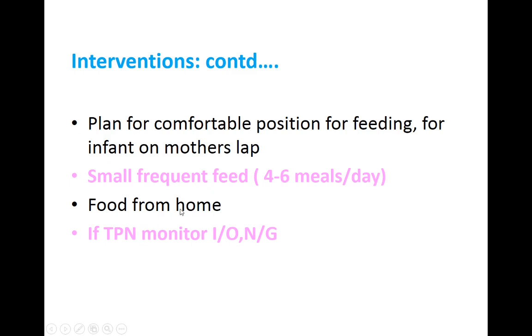Food from home. When the child is hospitalized, it is preferable if you can ask them, because specifically the toddlers like the sameness. They have a fixation. They want the things to be the same. Once you give food from the hospital, the look, the taste, the amount, many things may be different. They may not like it. If you ask the parents if it is possible to bring from home, that is good. That is to be encouraged.